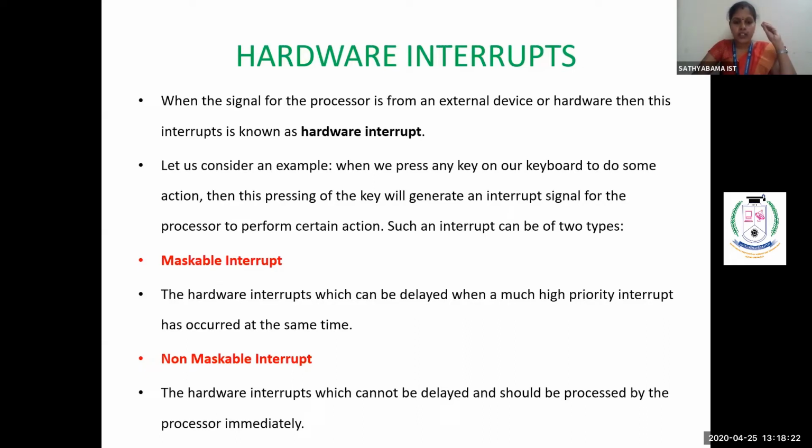A maskable interrupt is one that can be delayed. Suppose a higher priority device is being serviced by the CPU or processor. At that time, if one more device sends an interrupt request to the CPU, it can be delayed. It's not a problem if it is waiting. So this hardware interrupt can be delayed, and even if a much higher priority interrupt occurs at the same time, nothing will happen. That is called a maskable interrupt.